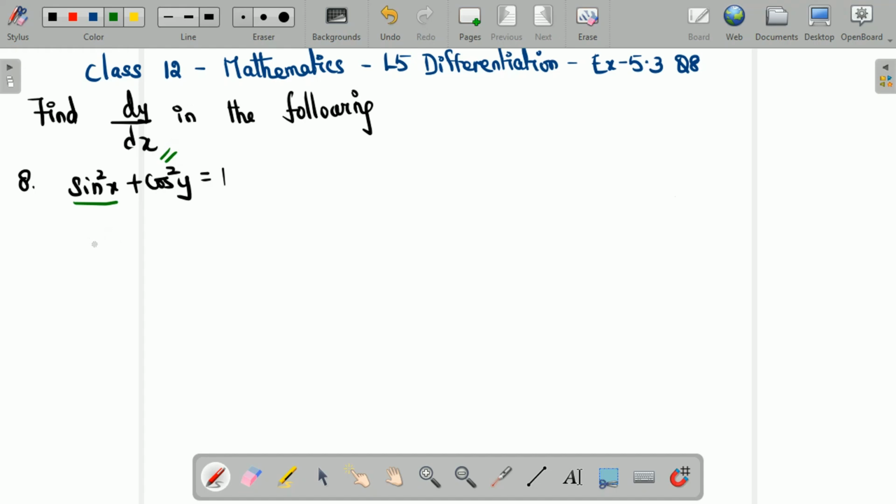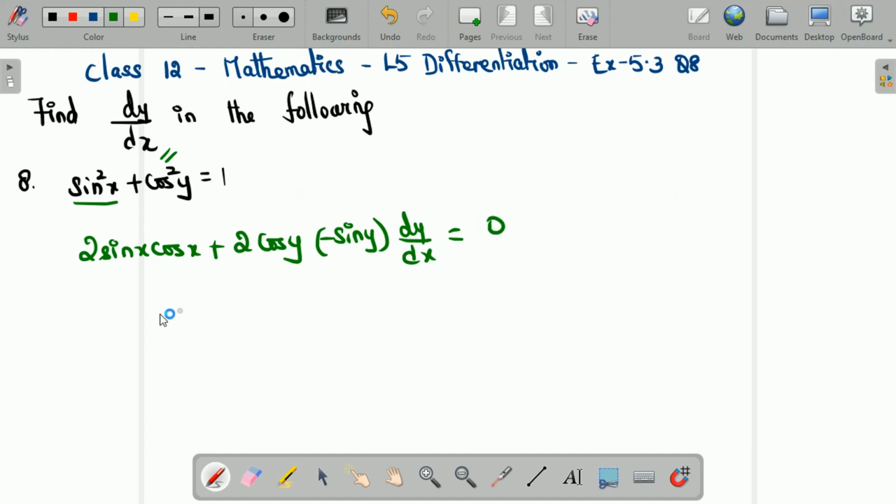So the first one on differentiation is going to become 2 sin x cos x. Now for the second term, this is going to become 2 into cos y into minus sin y into dy by dx. I'm applying chain rule, so treat it as a square. So 2 into a, differentiation of a, and then again a differentiation with respect to y here, is equal to the right side. When you differentiate, 1 is a constant, so it becomes 0.